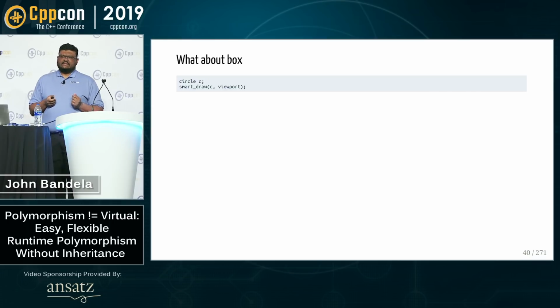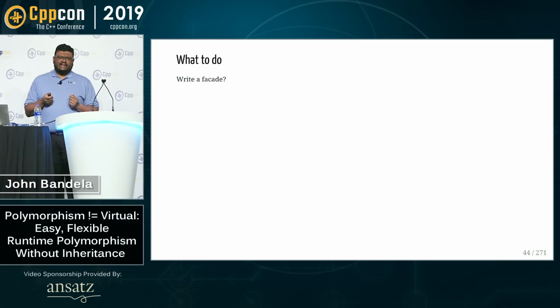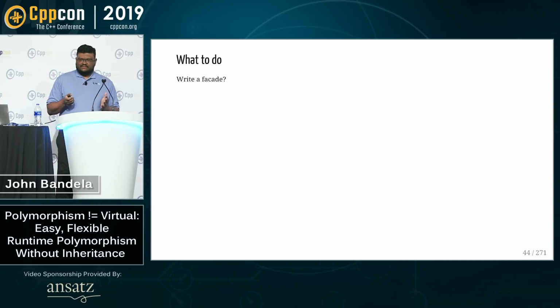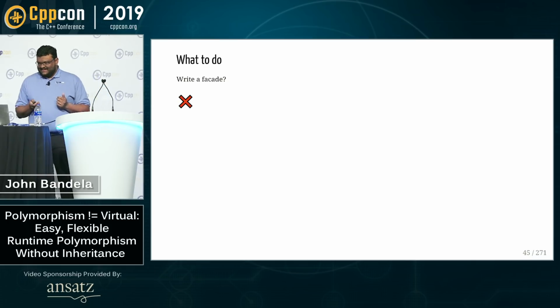What about box? Drawing circle C with SmartDraw works, but doing box B with SmartDraw doesn't work. Now in our minds, box is also a shape. Why can't we easily draw it? That doesn't work. What should we do? Well, if you studied object-oriented design patterns, you would say, oh, let's write a facade. Let's not do that.